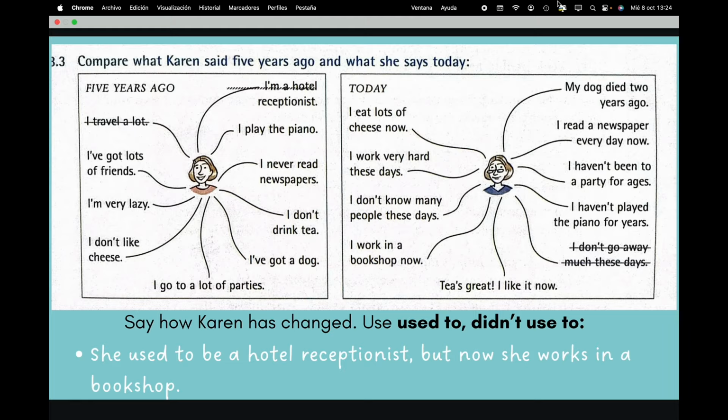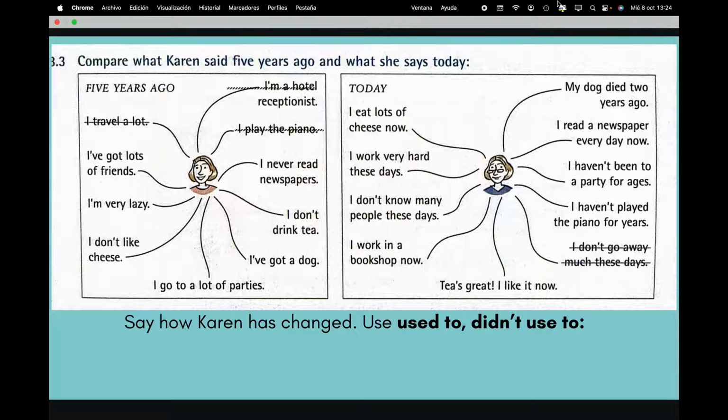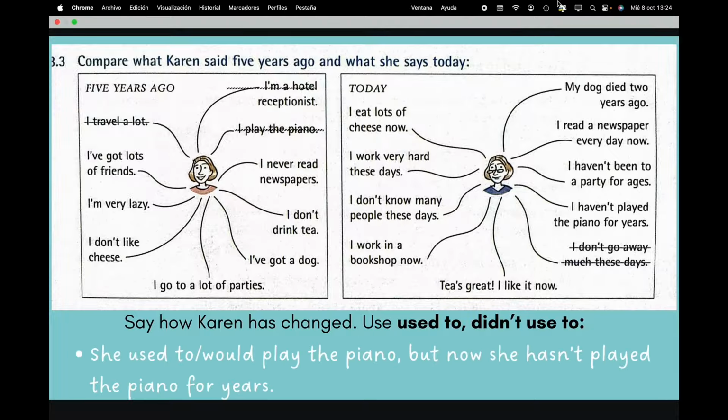Okay, let's take a look at the next example with play the piano. Can you tell me what it is? The right answer for play the piano is she used to or she would play the piano, but now she hasn't played the piano for years, okay? Here, because play is an action verb, it involves movement and action, therefore both are correct, would and used to.